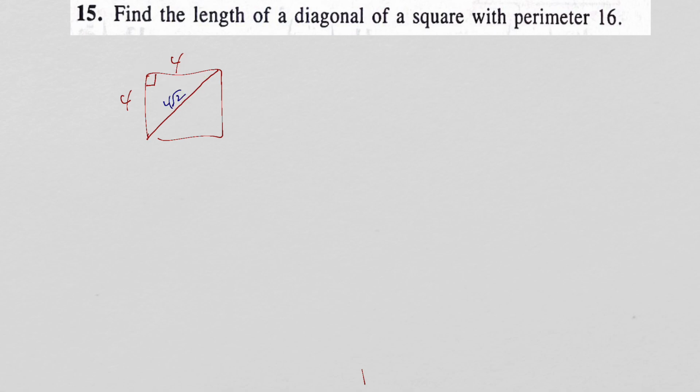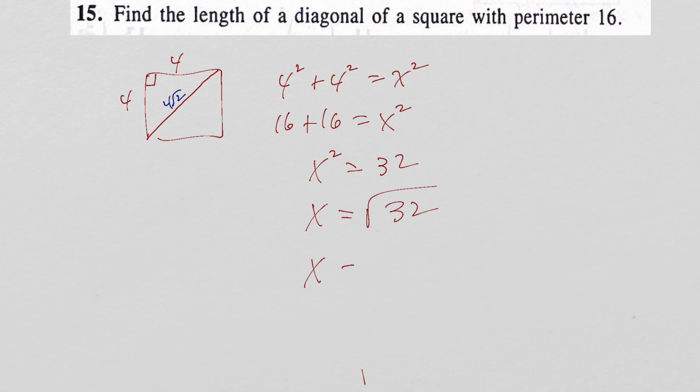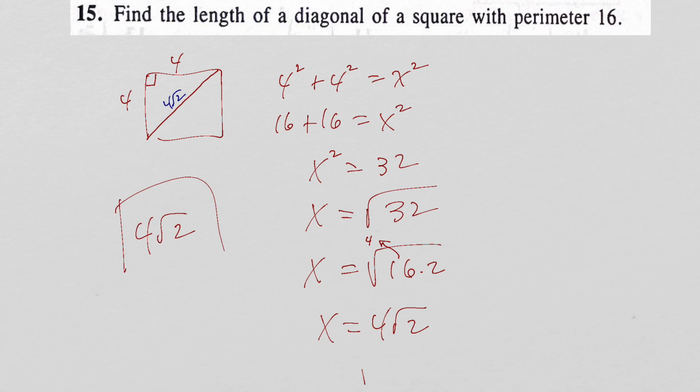And if you haven't memorized that, you would say 4 squared plus 4 squared is equal to x squared. So x squared is 32, so x is the square root of 32, which is 16 times 2. Take this out and you get a 4. So x is 4 root 2. But again, this is one of the triangles that you should have memorized. A 45, 45, 90 triangle, these sides are whatever length they are. The hypotenuse is root 2 times those legs.